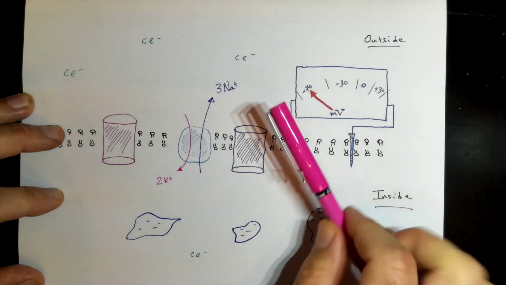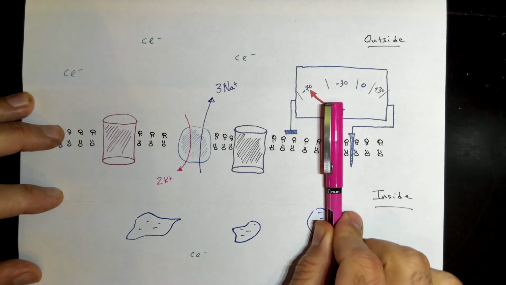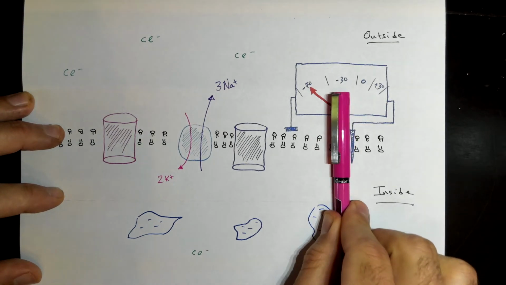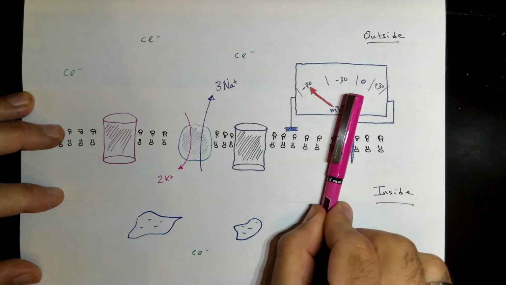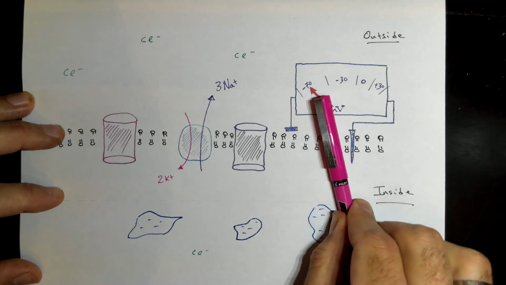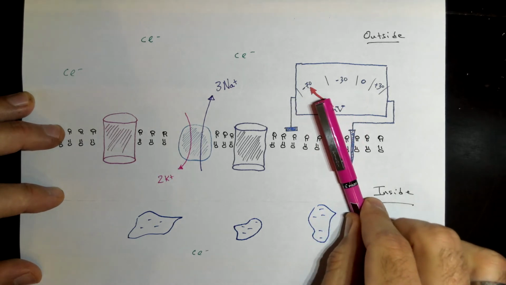Okay, so we know that we're tending to become more negative, and we call this polarization, right? When you get away from zero and you become more negative, we call it polarization, more polar towards the negative side.